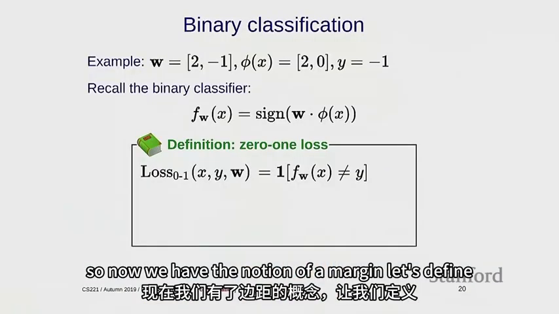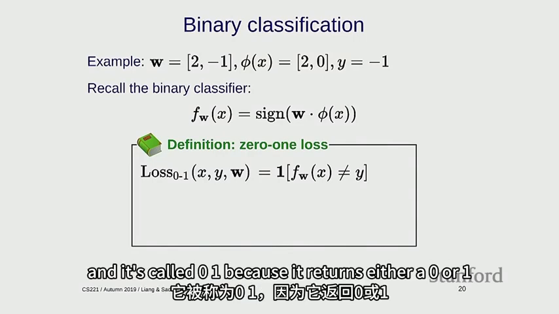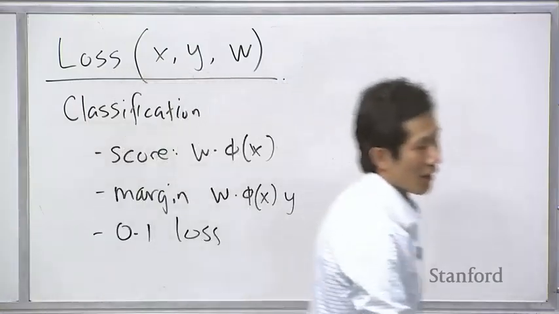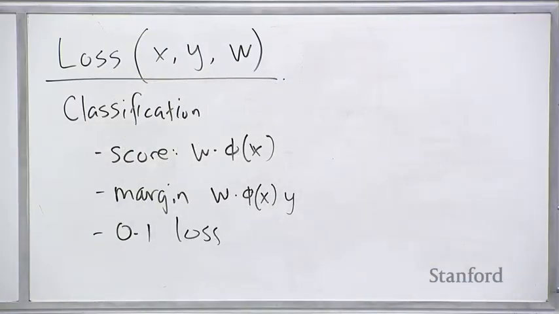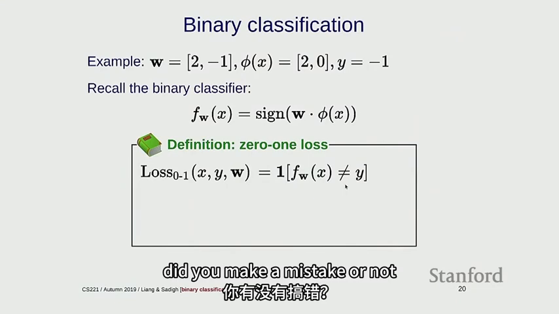Okay, so now we have the notion of a margin. Let's define something called the 0-1 loss. It's called 0-1 because it returns either a 0 or 1. Okay, very creative name. So the loss function is simply, did you make a mistake or not?